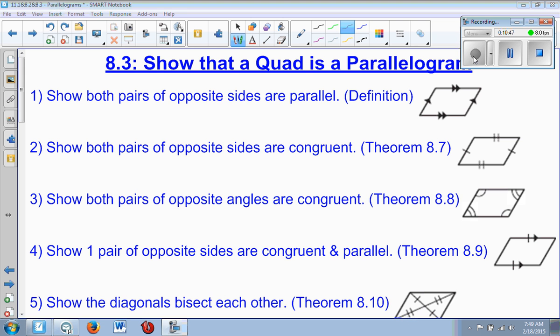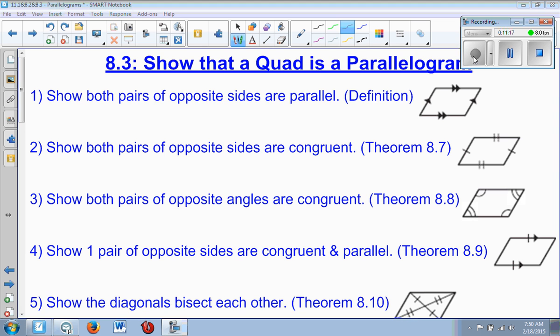So when you start a problem, you don't necessarily know if it's a parallelogram, and what we learn is there are 5 ways that you can tell me that a figure is a parallelogram. Number 1 being by its definition. If you can show that the opposite sides are parallel to each other, then the figure is a parallelogram. If you can show the opposite sides are congruent to each other, then the figure is a parallelogram. If you can show the opposite angles are congruent, then the figure is a parallelogram.